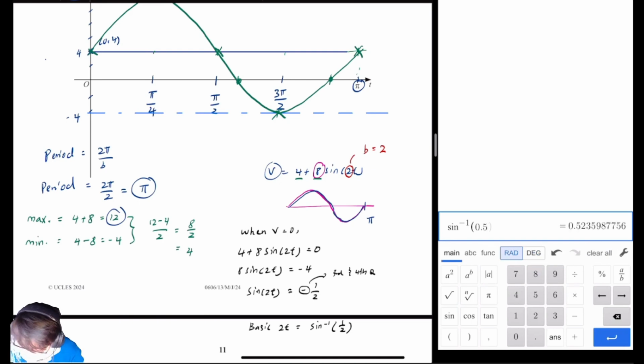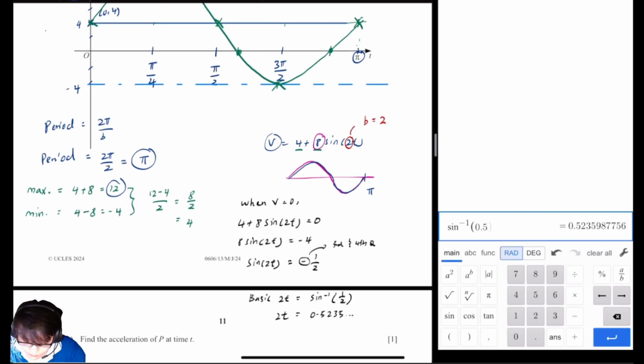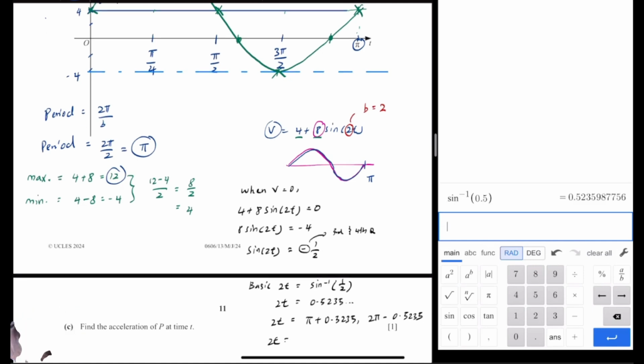So that's going to be 0. You cannot have exact values. So 0.5235 dot dot dot. A lot of dots coming up. So the third and fourth quadrant. So you will need to add pi to the basic at the third quadrant, and then at the fourth quadrant you need to take 2 pi minus the basic. So 2t.